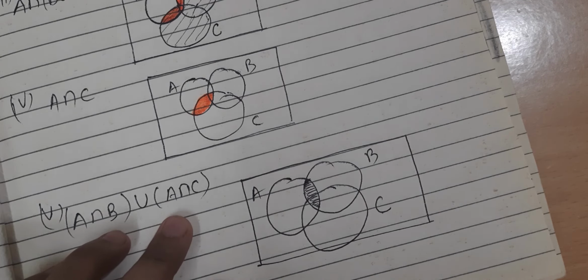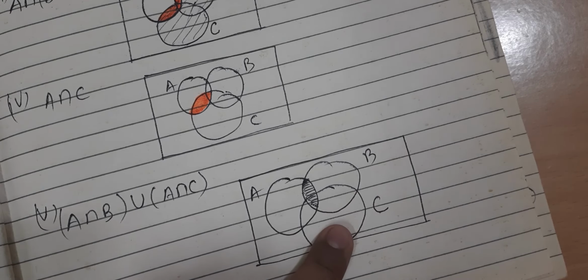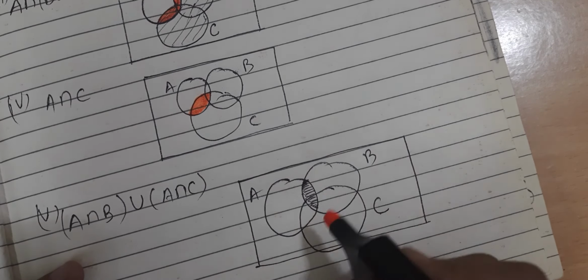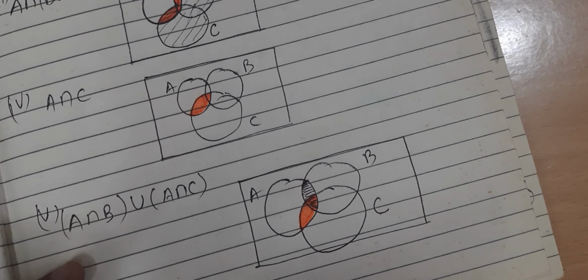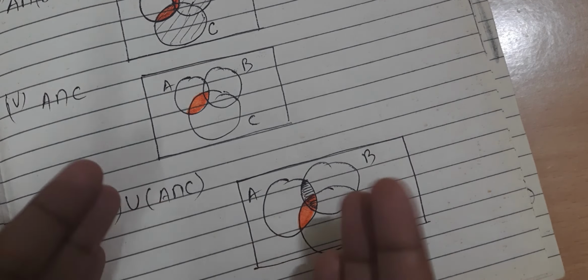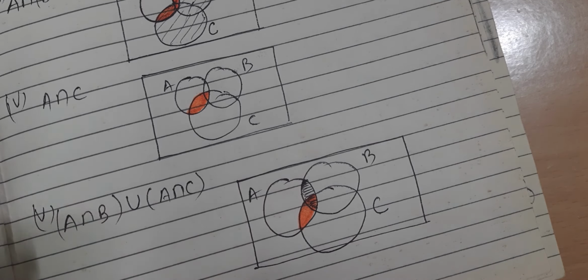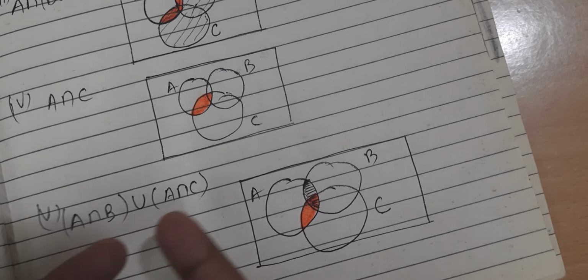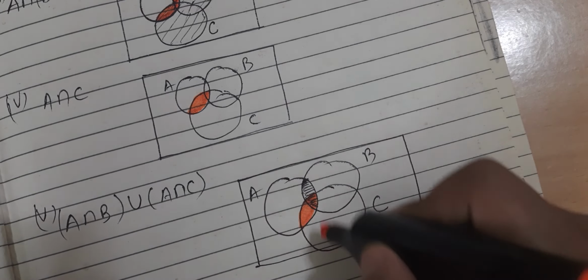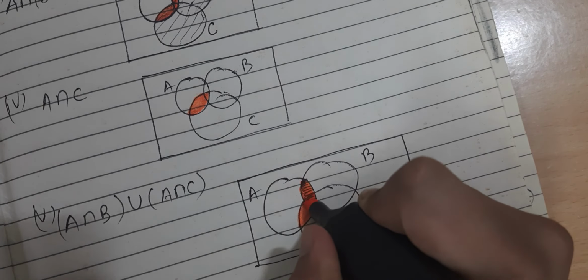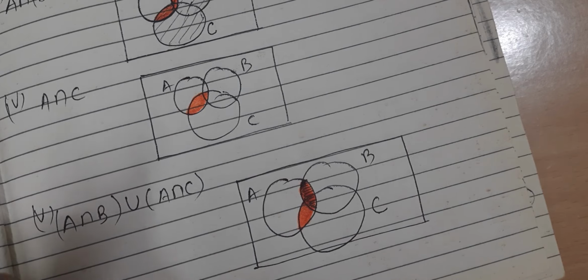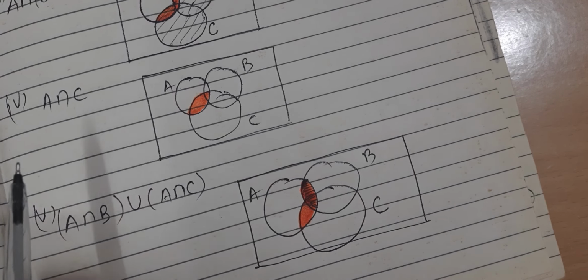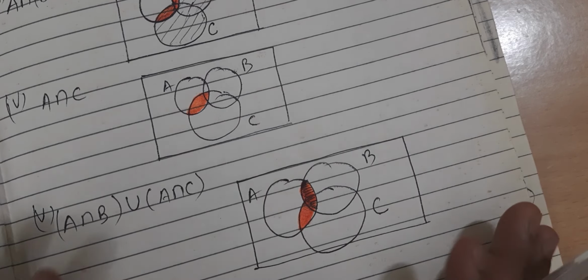And A intersection C means this is A and this is C, A intersection C means this portion. And combined means union. Union does not mean common. Union means this A intersection B and A intersection C both. So when you write both together, you will get this whole portion. So this will be the answer. So this is the way by which we can represent any relation using a Venn diagram.